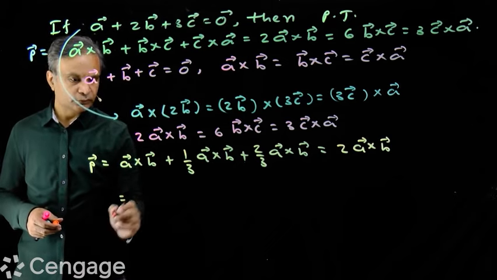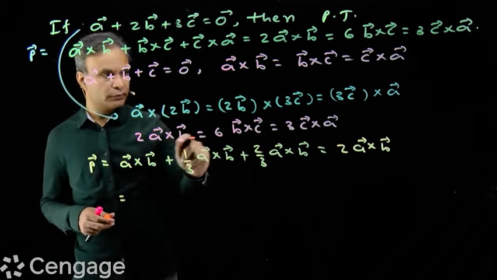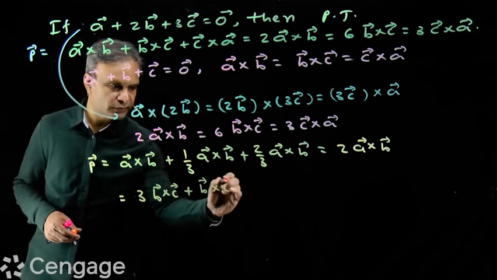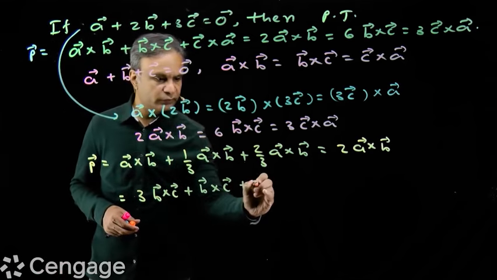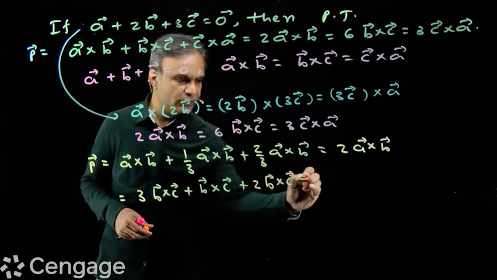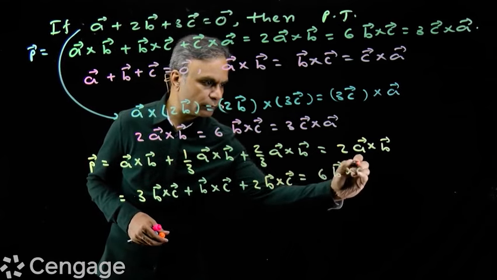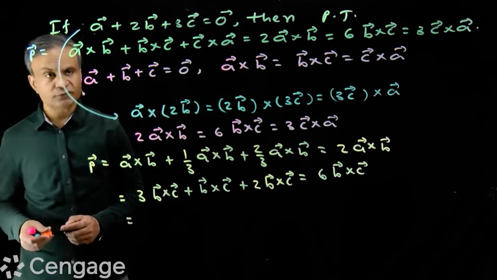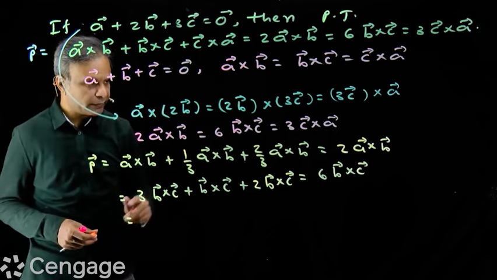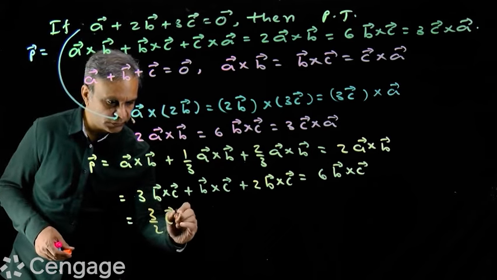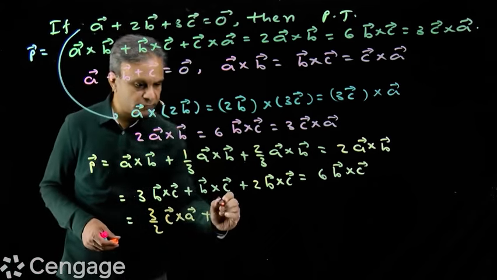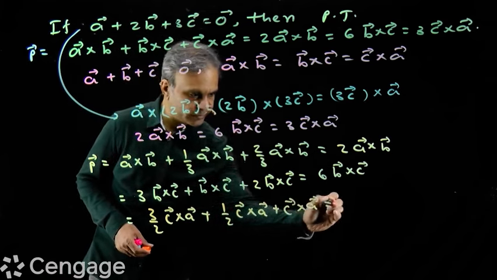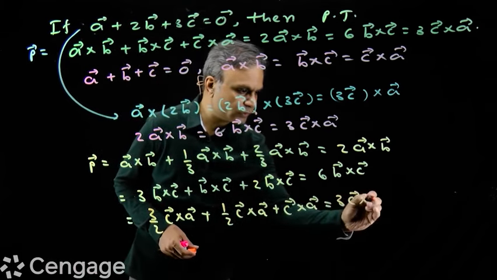So vector p will be a cross b is 3 times b cross c, b cross c is b cross c, and c cross a will be 2 into b cross c, and this is 6 into b cross c. Okay, then we find a vector in the form of c cross a. A cross b is 3/2 c cross a, b cross c is 1/2 c cross a, and c cross a is c cross a. Okay, and this is 3 into c cross a.